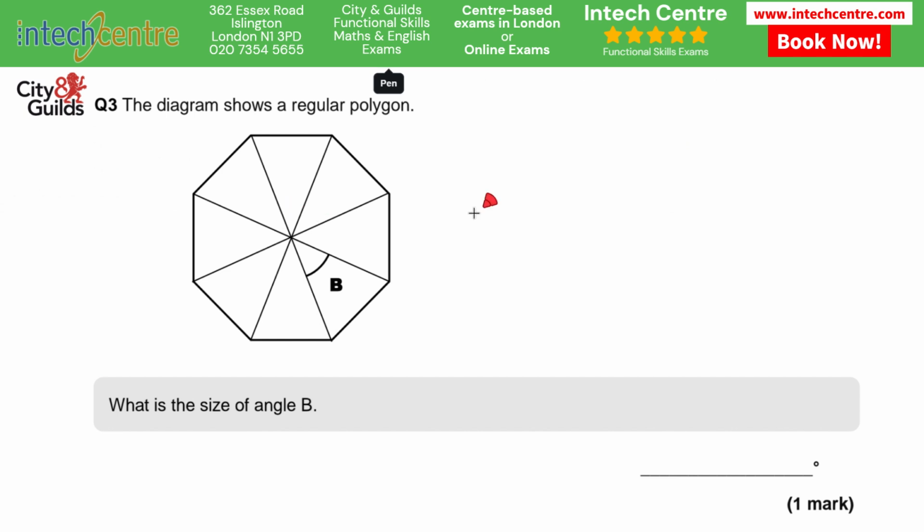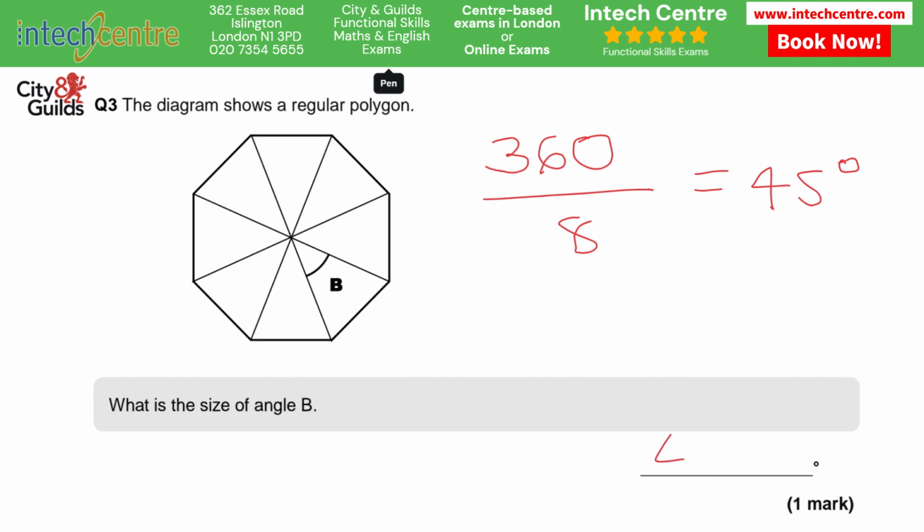Now, this polygon has 8 sides, so to find angle B, we do 360 divided by 8, which is equivalent to 45 degrees. So your answer here would be 45.